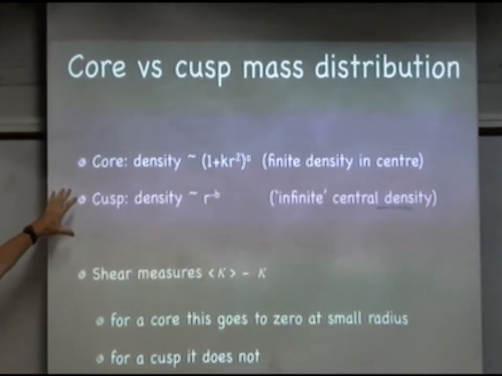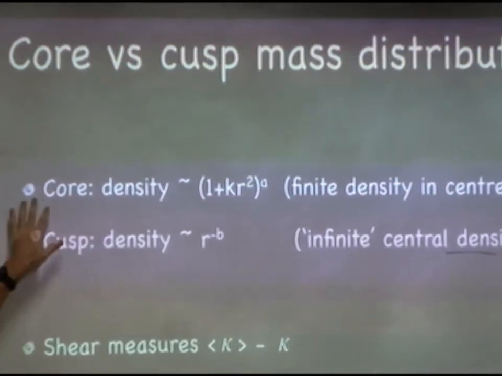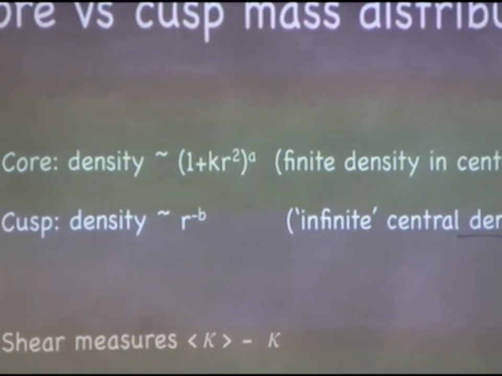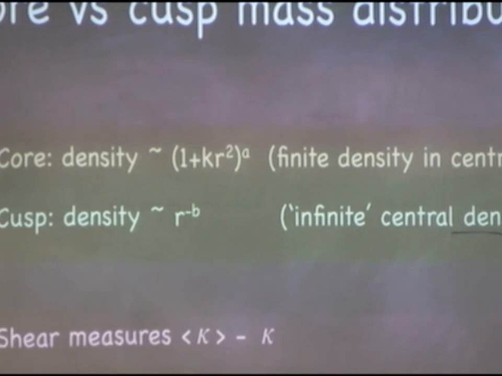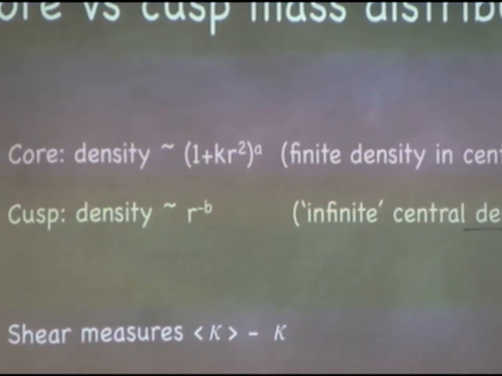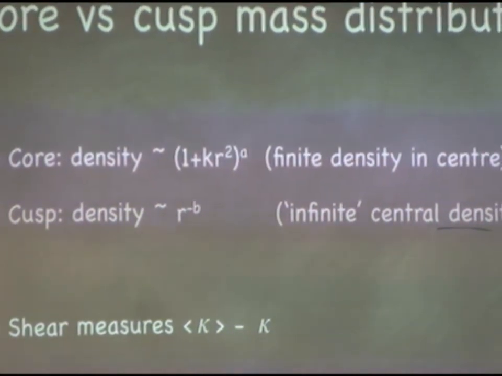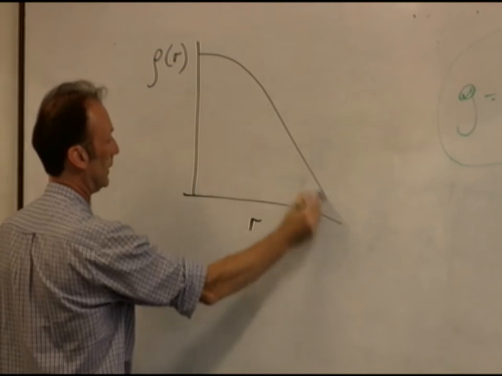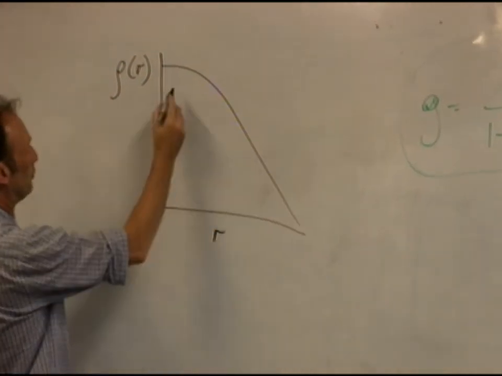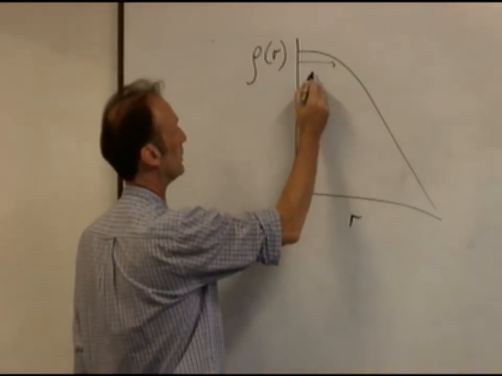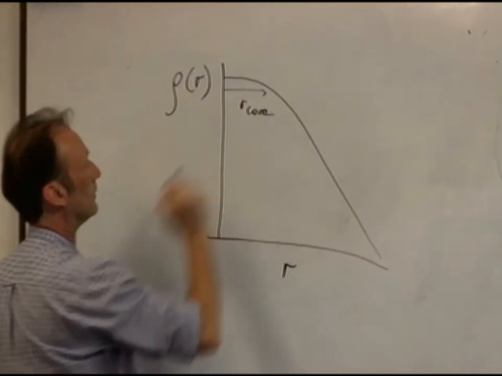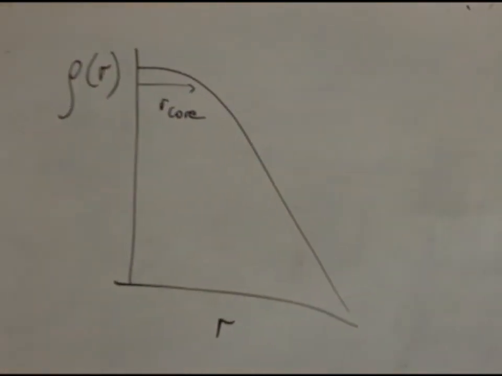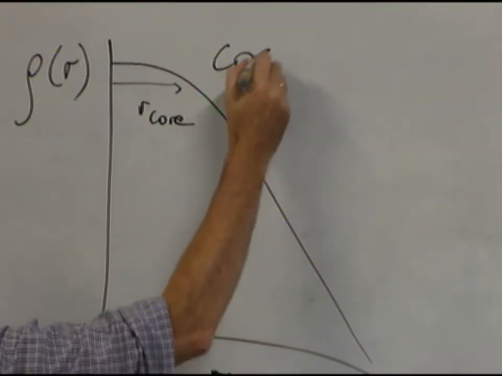There are basically two possibilities. You can have what's called a core, which is a smooth mass distribution, where if you plot the density as a function of radius, you end up with a finite value which then starts to drop off, but there's a kind of core radius over which the density doesn't change very much. So this is what's called a core.